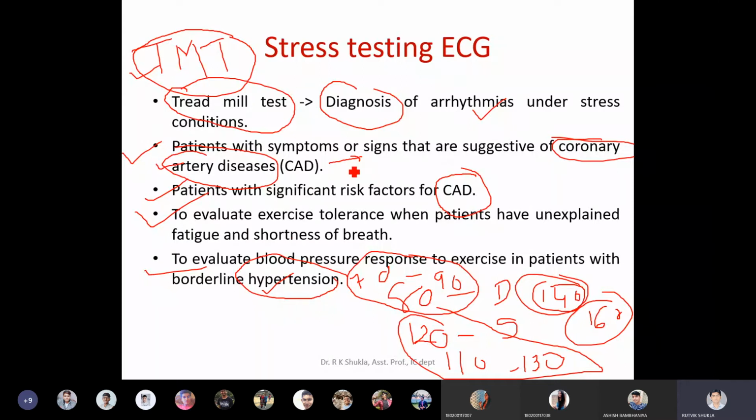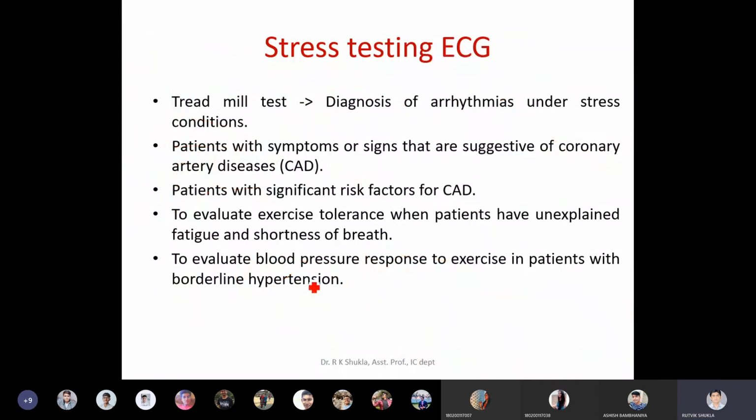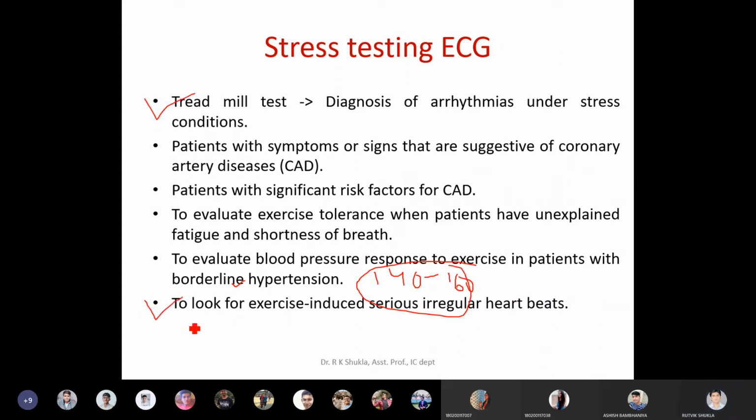Hypotension means the lower blood pressure is lower than the nominal value. Hyper and hypo are two words. So if the patient is having borderline hypertension, somewhere around 140 to 160 mm of Hg, then also the patient is advised to go for this treadmill test. It is also used to look for exercise-induced serious irregular heartbeat.